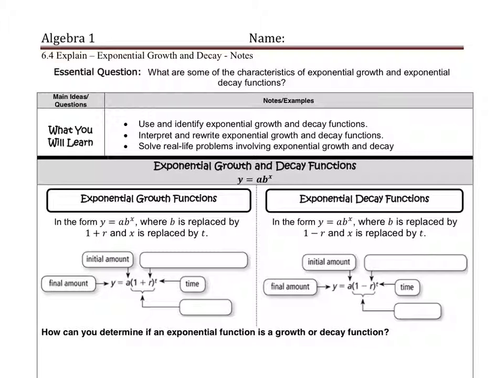Okay, today we're going to continue learning about exponential functions. We're going to start looking at them as either growth, exponential functions that are growing, or decay, exponential functions that are getting smaller.